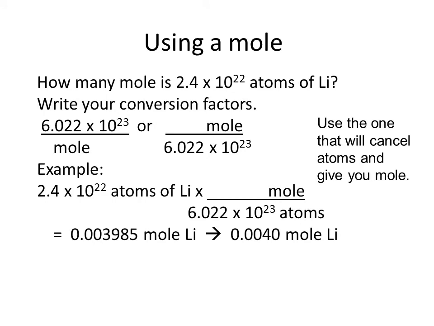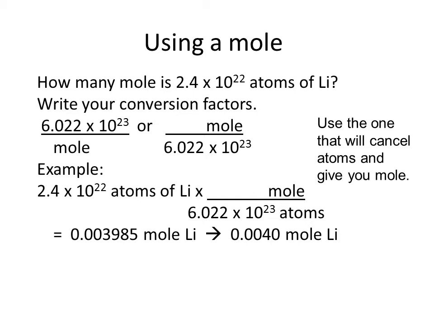Here's an example. How many moles is 2.4 times 10 to the 22 atoms of lithium? The first thing that you're going to want to do is write your conversion factor. Now, a mole is 6.022 times 10 to the 23. We're dealing with something that comes as atoms, so we will put atoms after the number 6.022 times 10 to the 23. So down here, I'm going to write my given, and then I'm going to orient my conversion factor so that atoms cancels out, and I go to mole.